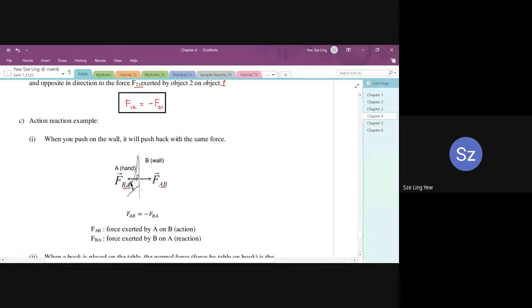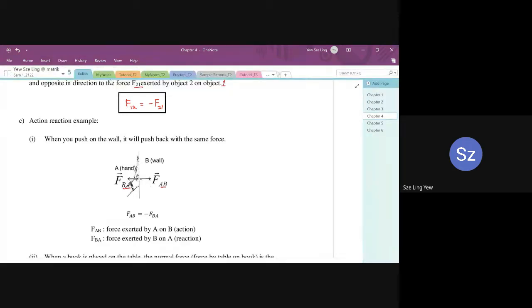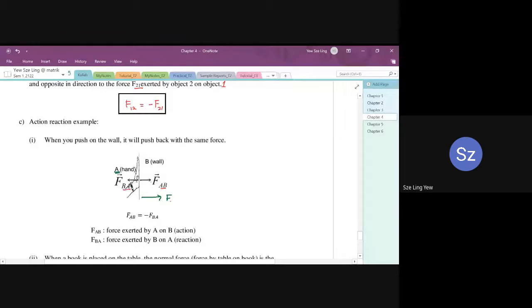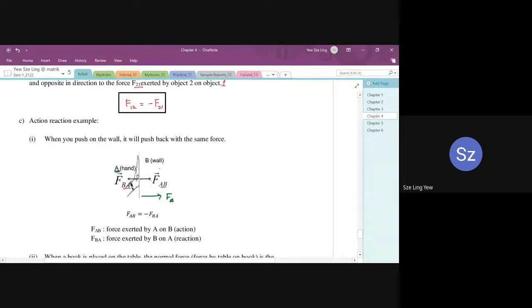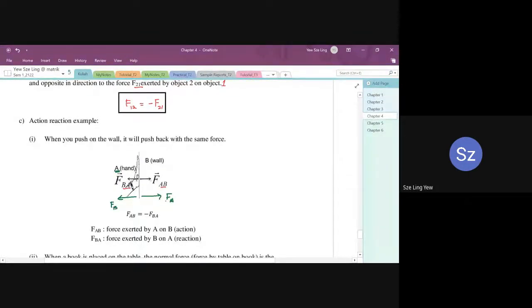Now, when it comes to these types of examples, usually what I like to do is seldom use double subscript notation, because it's quite confusing. Since my object, the hand, is labeled as object A, if the hand pushes the wall, I call this FA. And the wall pushes back with the same amount of force but in the opposite direction, and I call this FB. Usually this is what I call it.